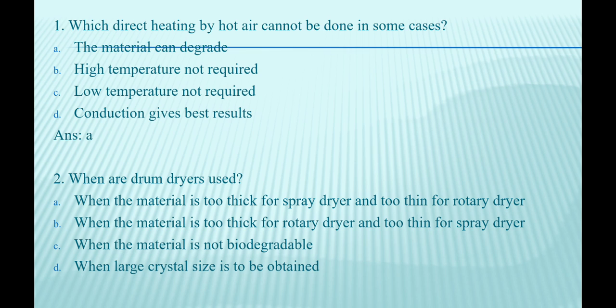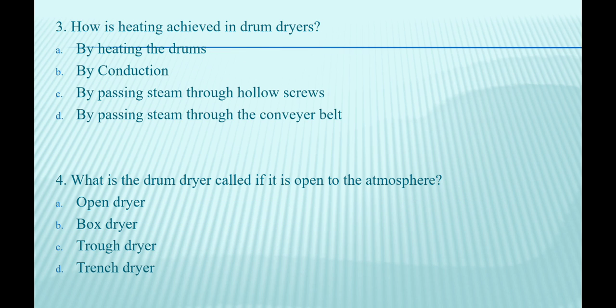Question second, when are drum dryers used? Option A is when the material is too thick for spray dryer and too thin for rotary dryer. Option B, when the material is too thick for rotary dryer and too thin for spray dryer. Option C, when the material is not biodegradable. Option D, when large crystal size is to be obtained. So the correct answer is A, that is when the material is too thick for spray dryer and too thin for rotary dryer.